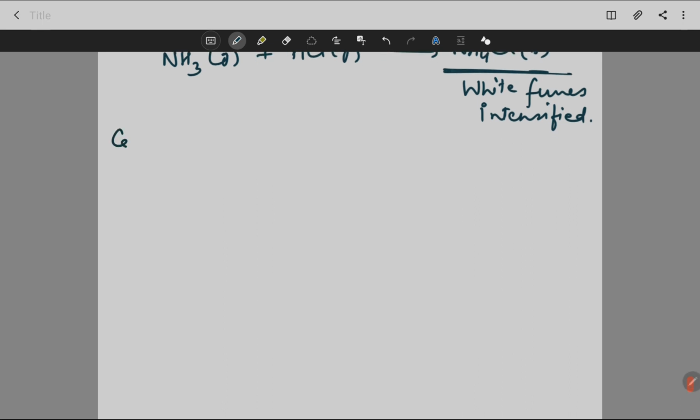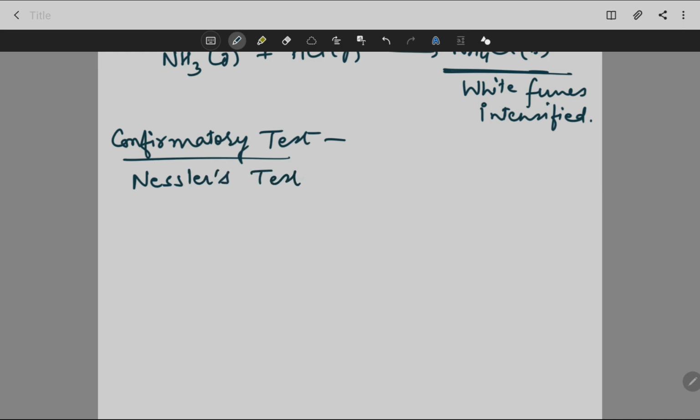Now what about the confirmatory test for ammonium? What is the confirmatory test of ammonium? The confirmatory test for ammonium is Nessler's test. Nessler's test is the confirmatory test. Now what is this Nessler's test? What do we do in this?